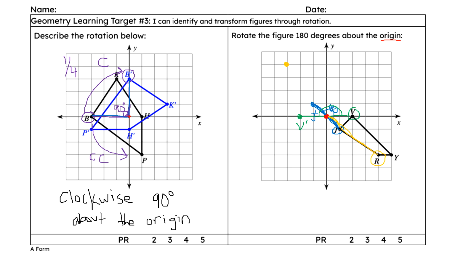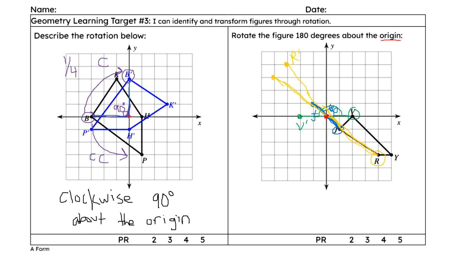Be nice if I had a ruler to make sure I was making nice straight lines, right? But I believe R prime is going to end up right over here. So 180 degrees, and that might not be 180. This looks like I think it's going to be over here instead. Let's see. Does that look like a straighter line to you? I think that looks like a straight line to me now.